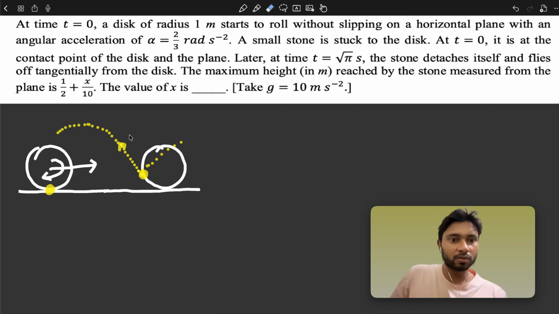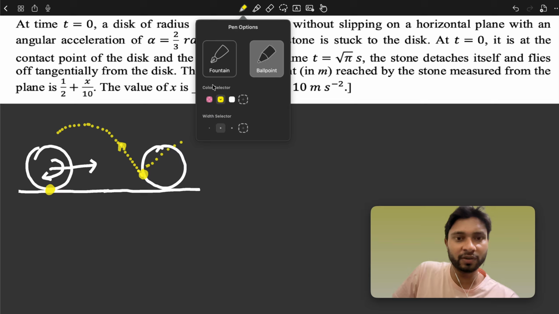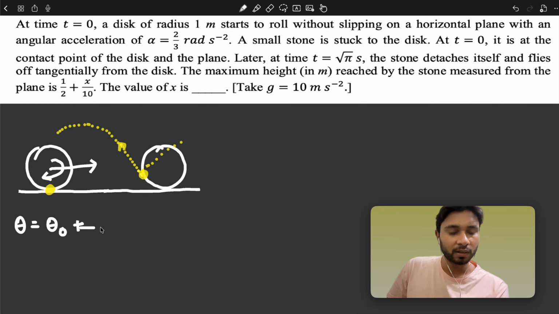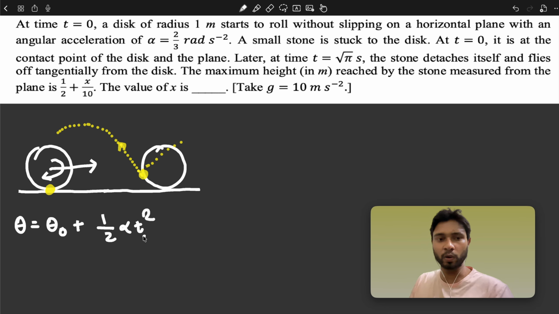So I am assuming that the stone will fall off like this. Let's see what will happen. First we have to figure out, at time t equal to root pi, what will be the position of this stone? How much angle should it have traveled? This is uniform angular acceleration, so for uniform angular acceleration, the angle traveled by the stone will be theta equal to theta naught plus 1 by 2 alpha t square, where alpha is the angular acceleration.